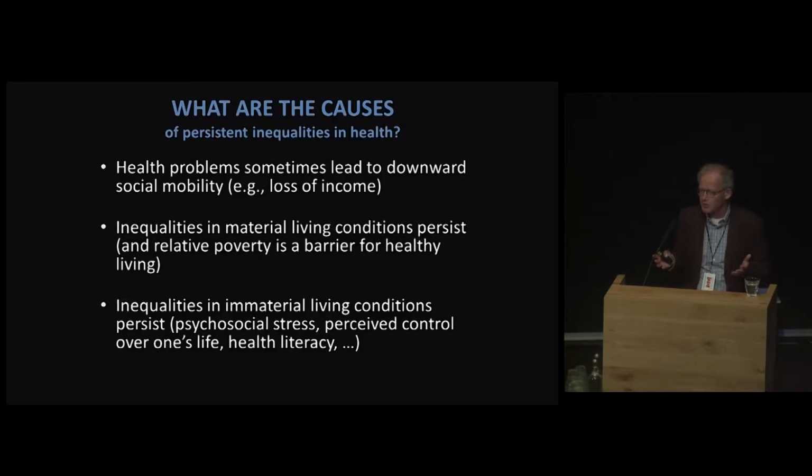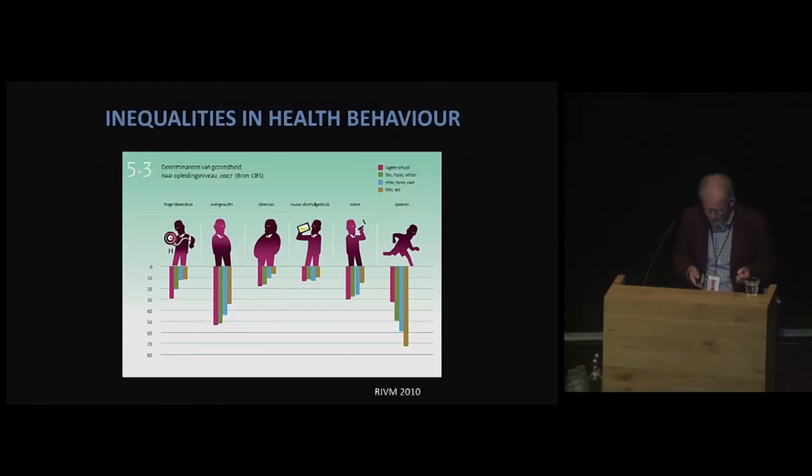It's not only material conditions that determine whether you are healthy or not. Psychosocial stress may play a role, social networks, health literacy, and these inequalities in immaterial living conditions are also still very much present. And these three things together more or less explain why health inequalities are also still with us. And they are very much present in one of the most important determinants of premature death or illness and disability, health behaviors like smoking or obesity or lack of physical exercise.